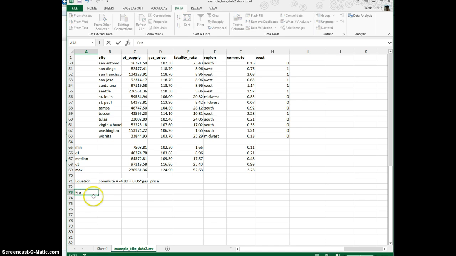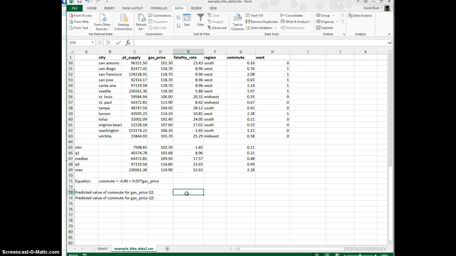So first I'm going to label this predicted value of commute for gas price Q1. Okay, and then I'll just put the results in this cell, but I'll type the same thing for Q3. You don't have to do it this way, but this is one way to keep track of what you're calculating, to make sure you don't get the numbers mixed up. And so this is pretty straightforward.